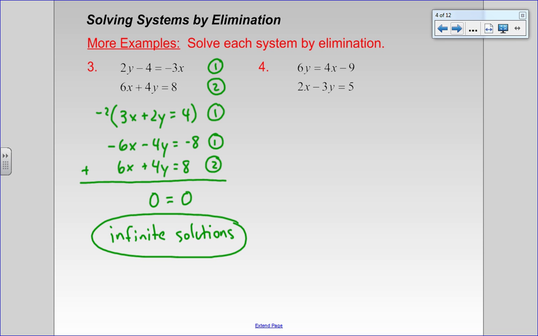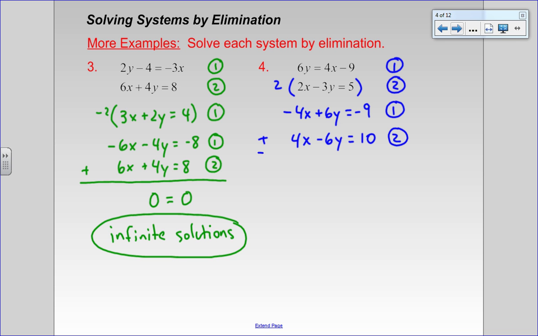Let's move to system number 4. Equation 1 is 6y equals 4x minus 9. Equation 2 is 2x minus 3y equals 5. Notice that, once again, our first equation is not written in standard form, but we can obtain standard form by subtracting 4x on both sides. So equation 1 now reads negative 4x plus 6y equals negative 9. We don't have opposite coefficients, but we could obtain opposite coefficients by multiplying equation 2 by 2 on both sides. So now equation 2 is 4x minus 6y equals 10.